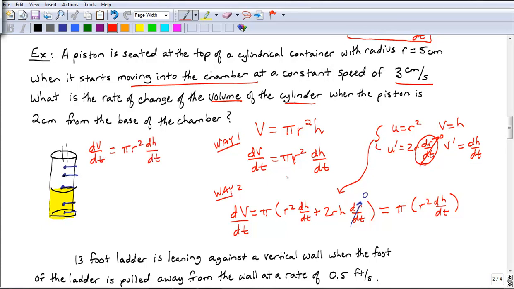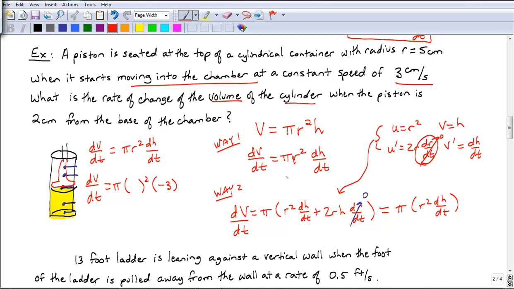And we can look at what we know. It says it starts moving into the chamber at a constant speed of 3 centimeters per second. Well, if we look at the cylinder, as this thing moves in, the volume is getting smaller. It's compressing it. So when this starts moving in, the height is actually shrinking. So it's going to have to be a -3 when I plug that in, but that has to do with the dh dt. It's telling me the change in the height of the cylinder. And it's getting smaller at 3 centimeters per second because it's squishing it. So for dh dt, I'm going to plug in -3.